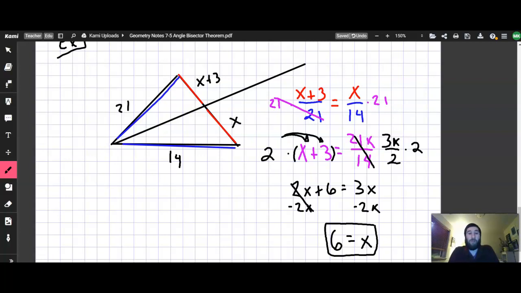So what are the lengths of the sides? Just in case we were asked that. 6, but the other one is 6 plus 3 to equal 9. So, ladies and gentlemen, just so that you're keeping aware and keeping track of it, this chunk here that corresponds to 14 is 6. The chunk above that corresponds to 21 is 9.